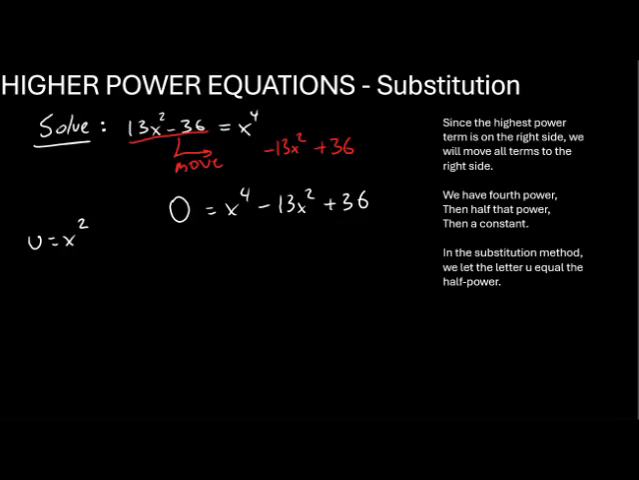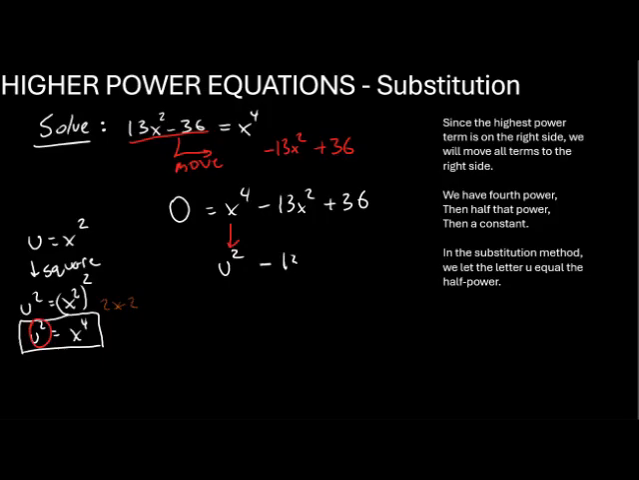And if we square both sides of this equation, here's what we'll end up with. If we square the u, we will get u squared. And then if we square x squared, we will get x squared to the second power. But x squared to the second power is the same thing as saying x to the 2 times 2 power, which is x to the fourth power. Therefore, that x to the fourth power will change to u squared.